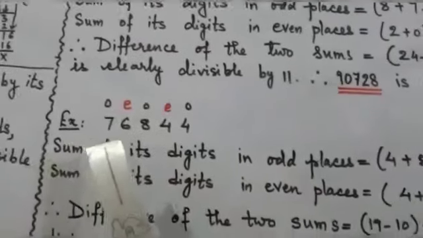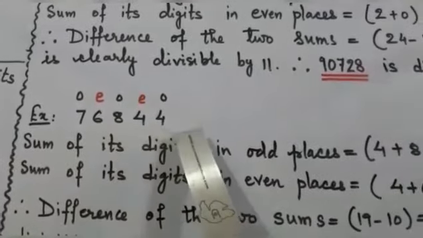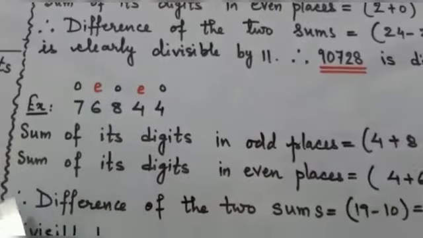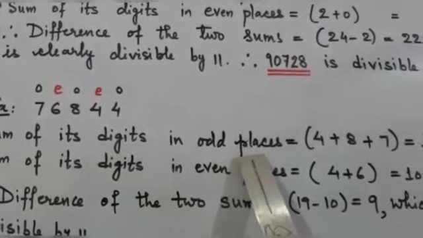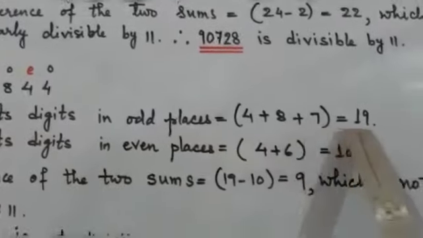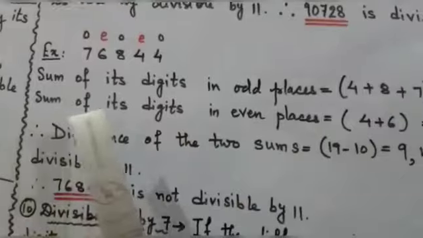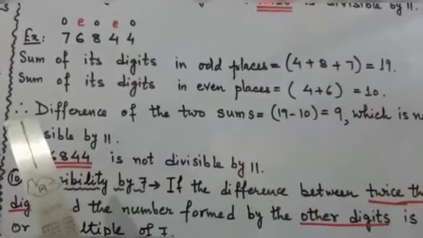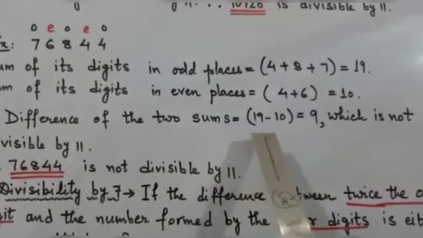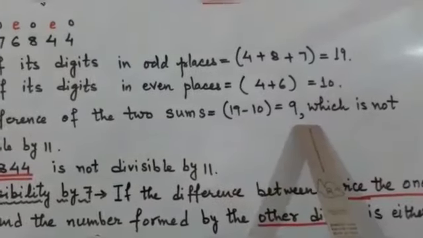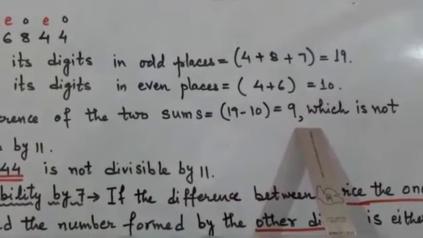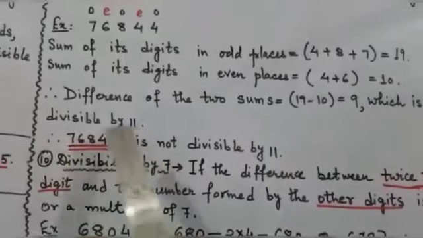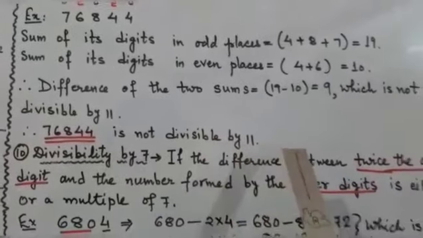Next question, 76844. Again we have to mark odd, even, odd places. Sum of its digits in odd places, 4 plus 8 plus 7, is 19. Sum of its digits in even places, 4 plus 6, is 10. Then we find the difference of the two sums, 19 minus 10 equals 9. But 9 is not divisible by 11. Therefore, this number is not divisible by 11.